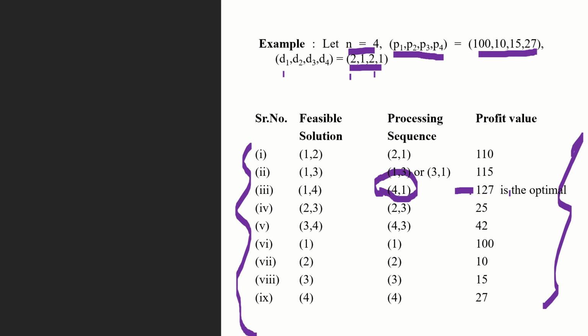Okay, so this is the feasible solution. This is the set of feasible solutions in which this one is the optimal solution. That is the set of jobs that we will select, which can be executed before or by its deadline, and whose total profit is 127, is our final solution. So the job sequencing problem is mainly used to find the subset of jobs which can be executed by its deadline, which will give you the optimal solution or the maximum profit.